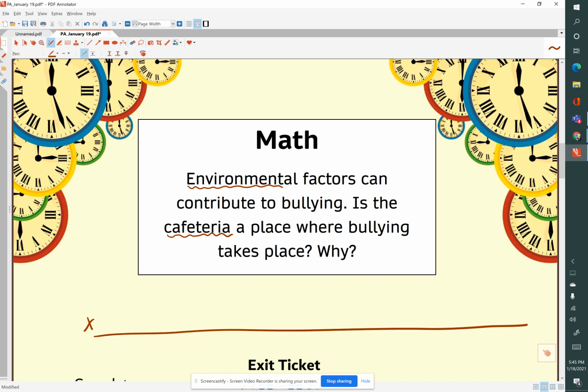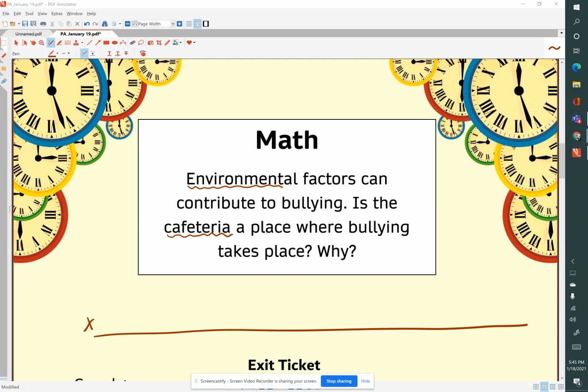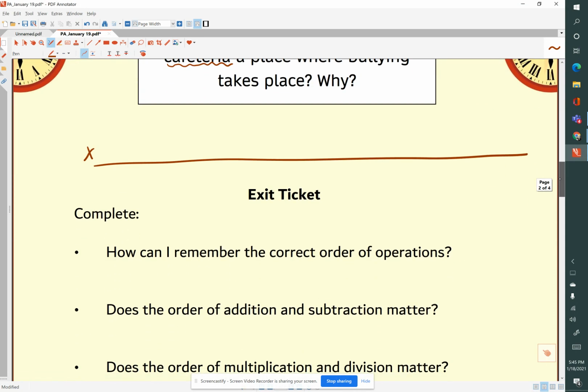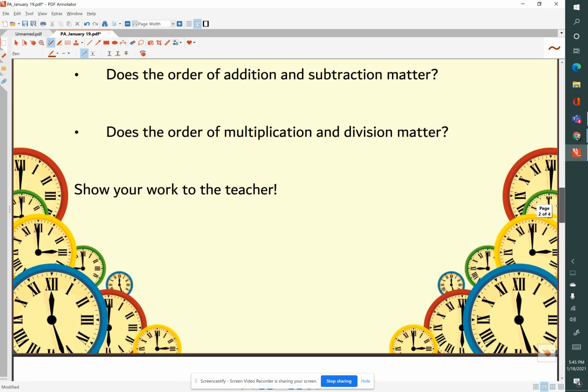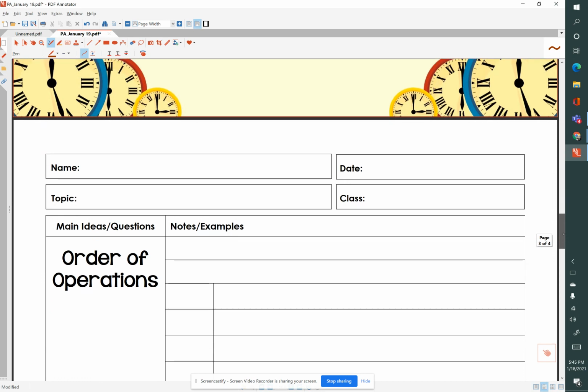Have you seen people act out mostly in the cafeteria? Is it because it's a larger crowd, more people? They see other friends, certain teachers aren't there that keep them in line? Or do people feel safe to bully when they're in the cafeteria? I'd like you to respond to that and write a sentence or two about that. Okay, also, let's go down. There's our exit ticket. We'll get back to that. Remember, you are going to show your work to me, finished or not. I just want to see how hard you're working.